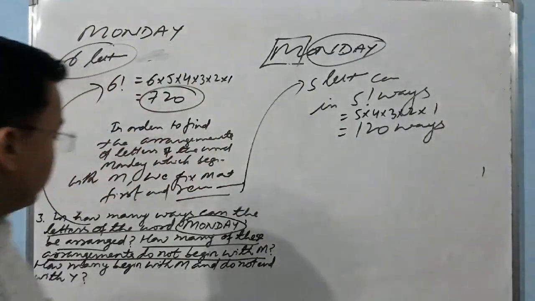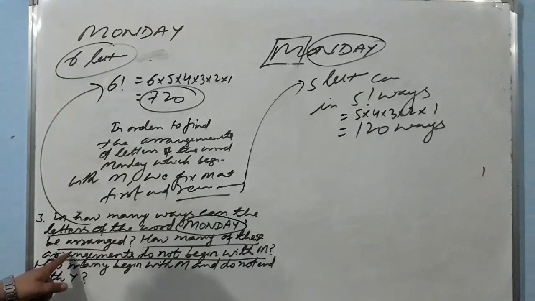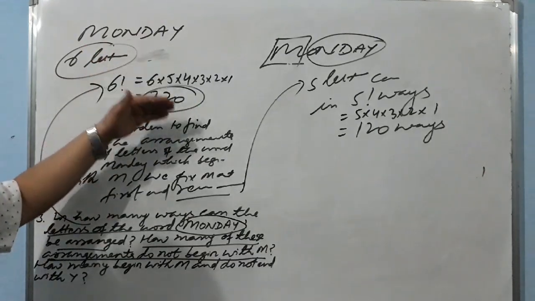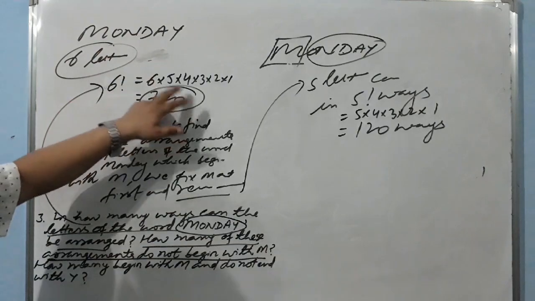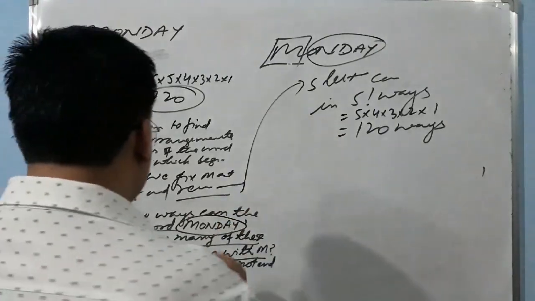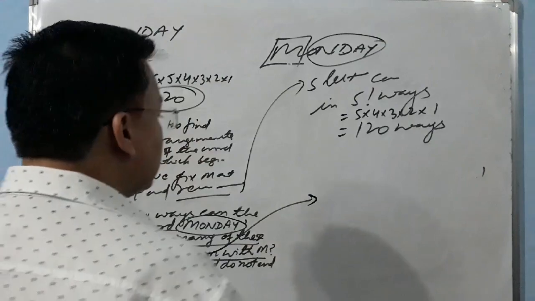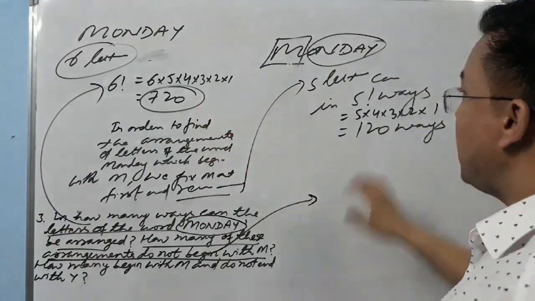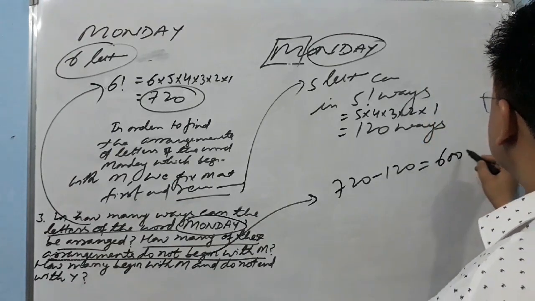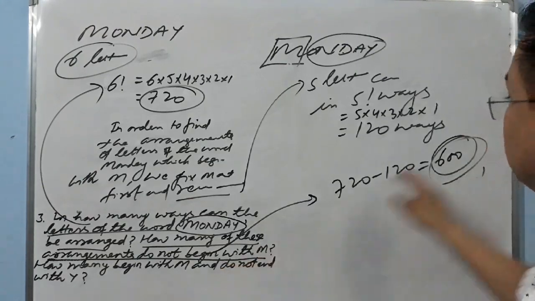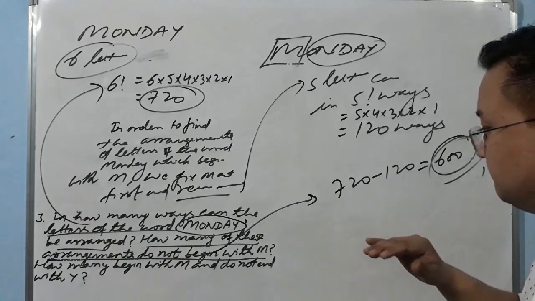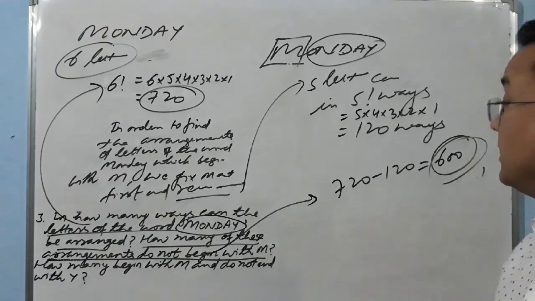These are the arrangements which begin with M. But we need to find how many of these arrangements do not begin with M. Arrangements may begin with M, O, N, D, and so on. The total number of arrangements is 720, and the arrangements beginning with M are 120. So the arrangements that do not begin with M are 720 minus 120, which is 600.